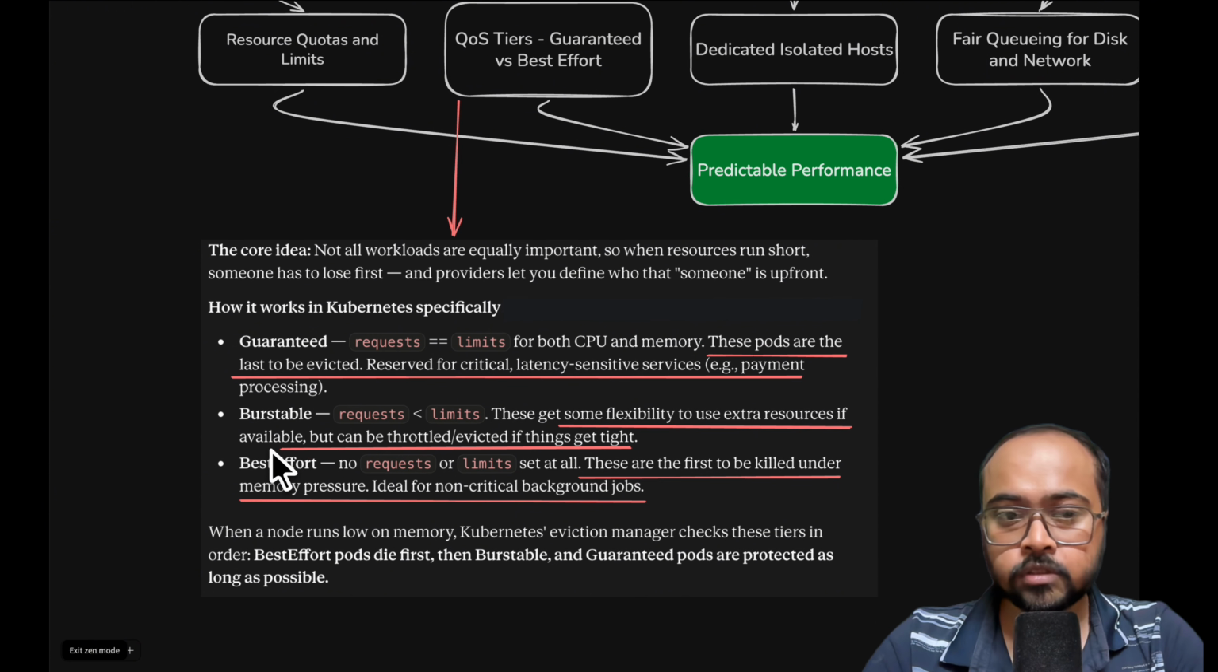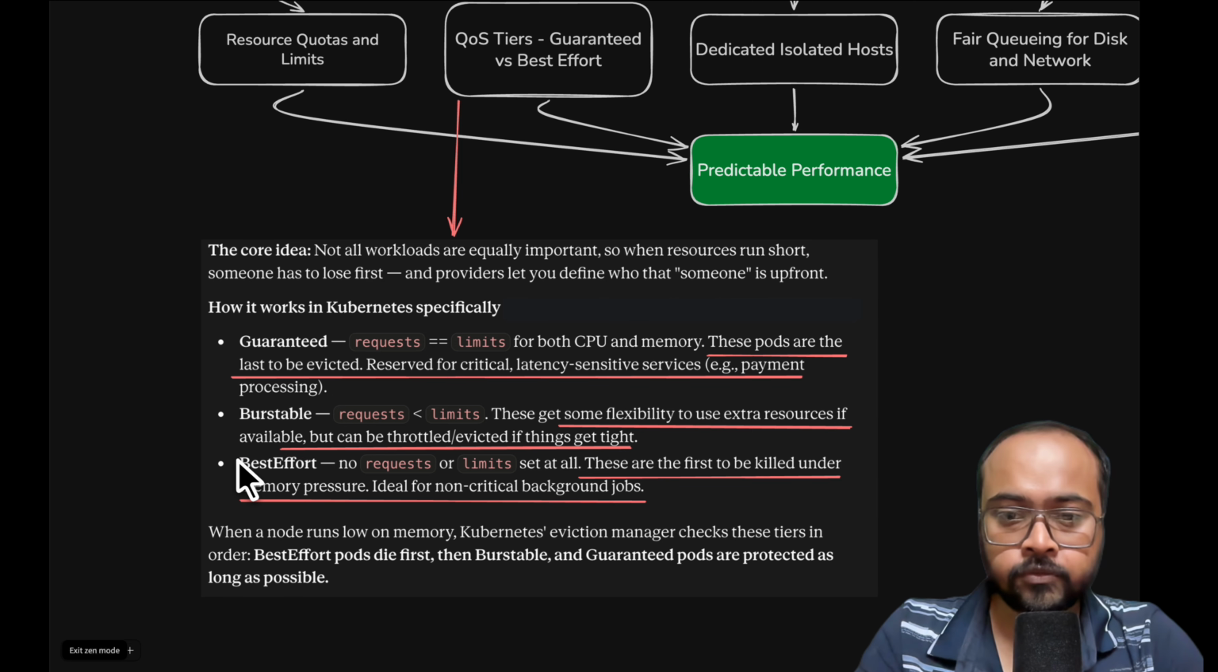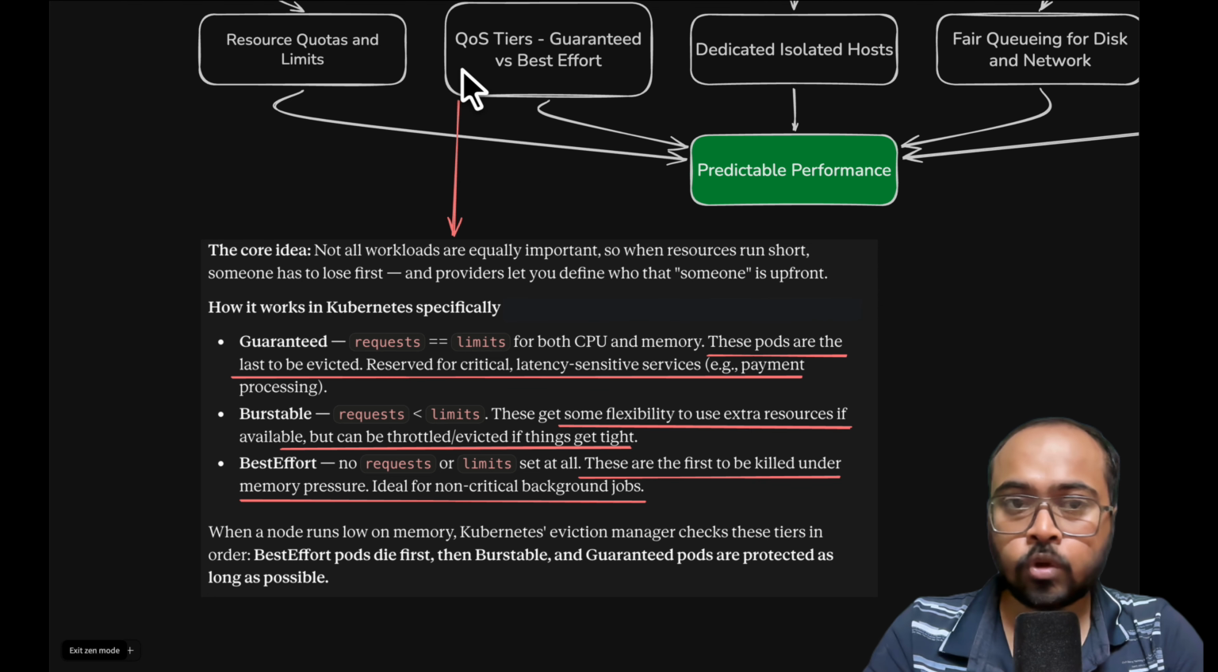The third tier is the best effort. In this tier, we put those services which are not that critical, right? Some of the background jobs. In this case, we do not set any request or limits. So these are the first services to be killed under memory pressure. This is ideal for non-critical background jobs. If there is a resource shortage, these non-important tier processes are the ones you can afford to terminate first to free up the resources so that the above two tier processes can run. So that was about the quality of service tiers.